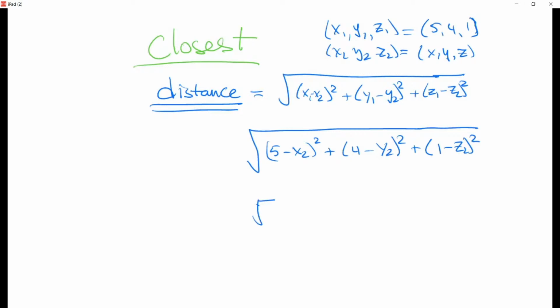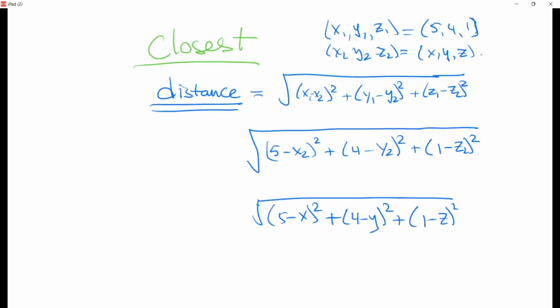And so that means that my distance is this: the square root of 5 minus x squared plus 4 minus y squared plus 1 minus z squared, where the x, y, and z are a point on this plane here.